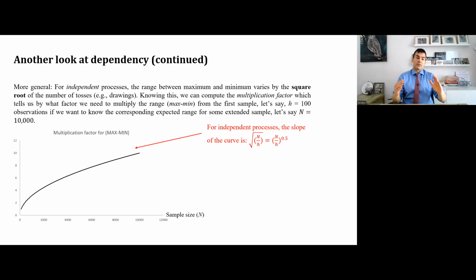So we see here the slope of this curve is the square root, or it's to the power of 0.5 or 1 over 2. So this is important to bear in mind.